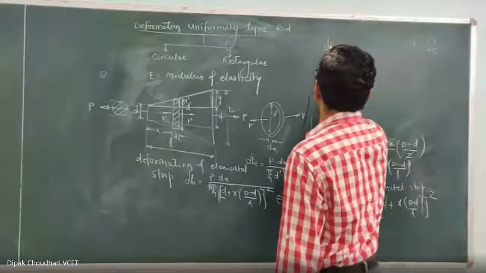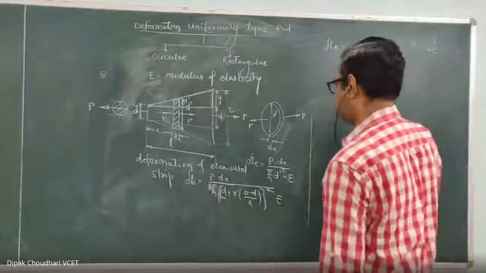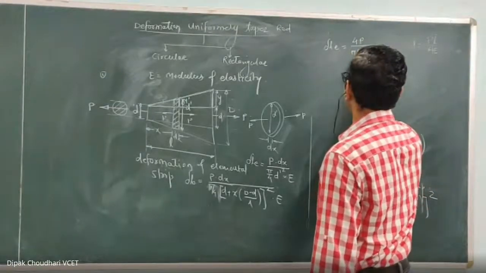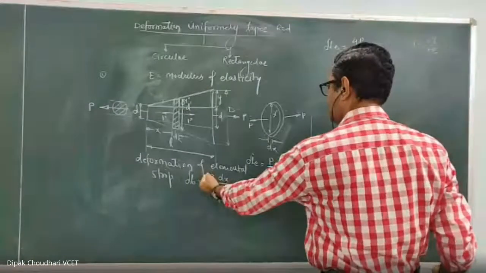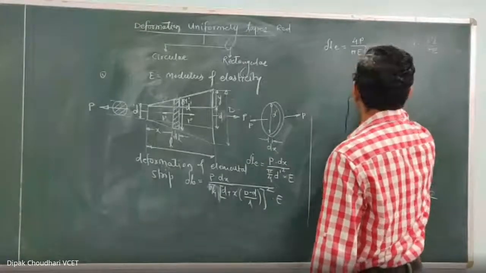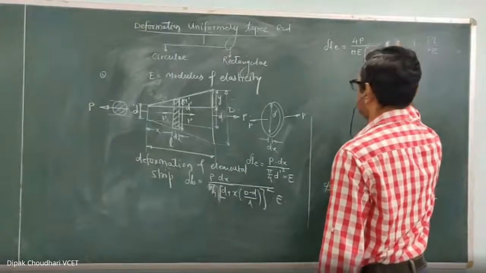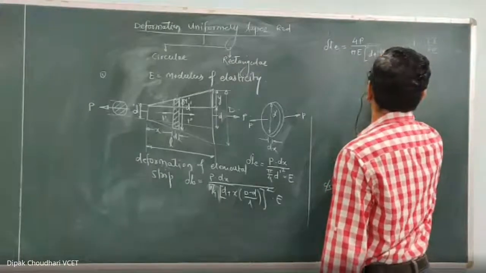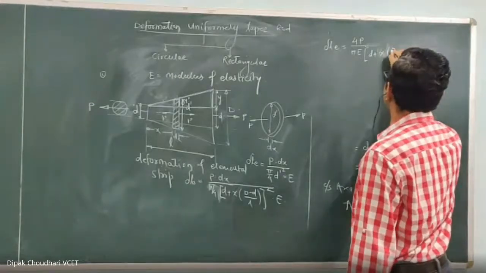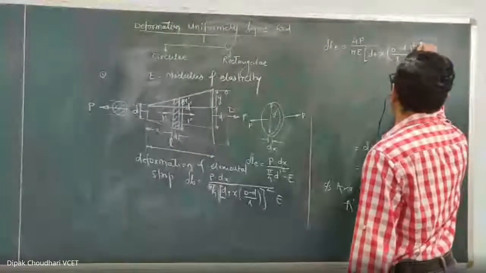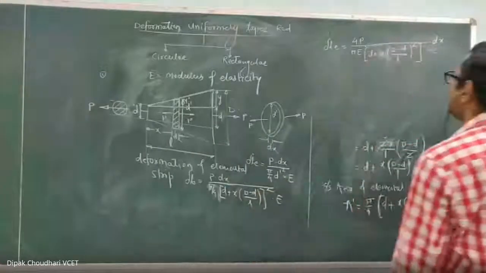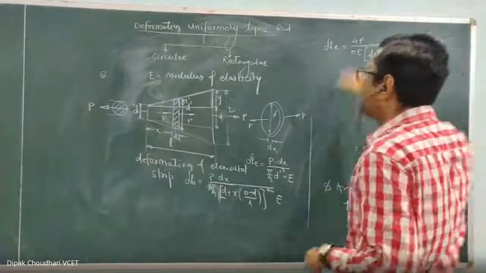Then for this deformation of the elemental strip, I will just rearrange this. It is 4P upon pi E, this 4 will go in the numerator, into 1 upon, in bracket, d plus x into (D minus d upon L) whole square, into dx. It is dx, which is the length of that elemental strip. Okay, so this is the deformation of that elemental strip.